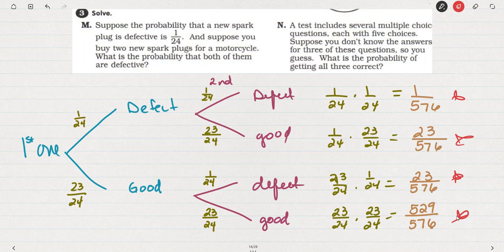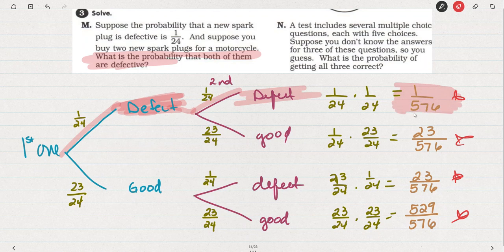So suppose you buy 2 plugs. What's the probability that both are defective? Both defective would be defect and then defect again. So we follow the 1/24th and then the 1/24th. And that probability is 1 in 576.